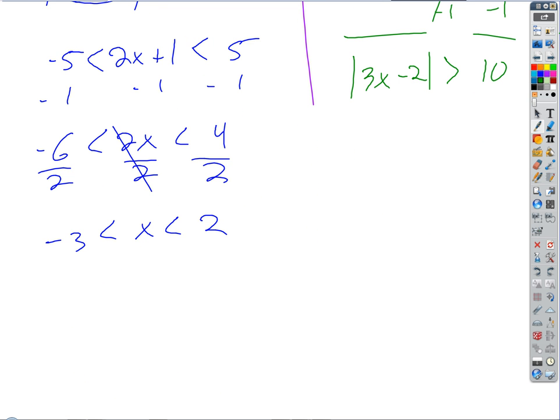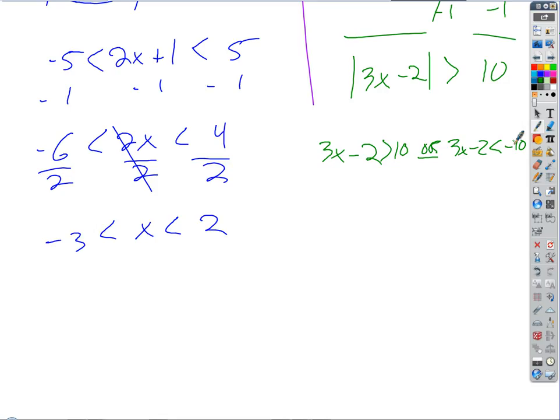Okay, so what do I say then? 3x minus 2 is what? Greater than 10, or is less than negative 10, right? It's got to be extreme. Its value has to be bigger in the positive or negative direction than 10. So what would I do in this case to solve?